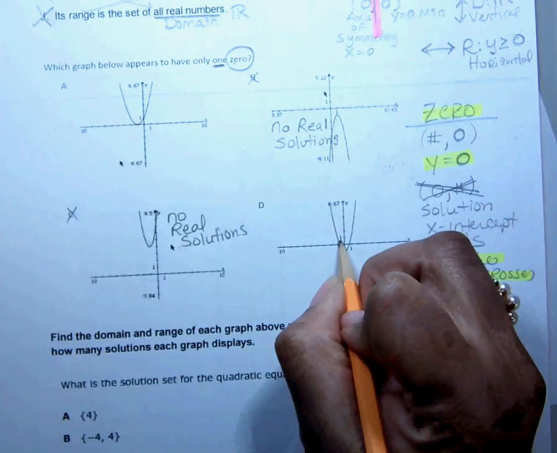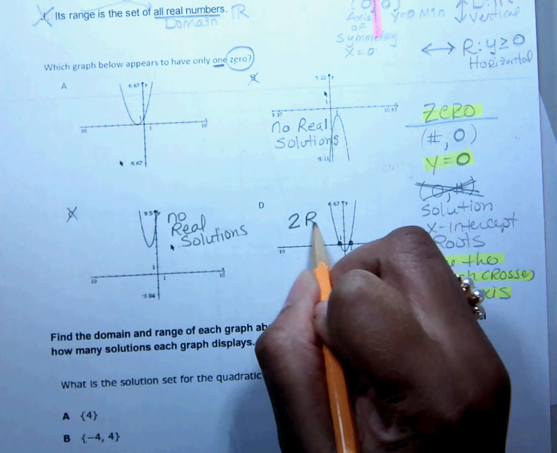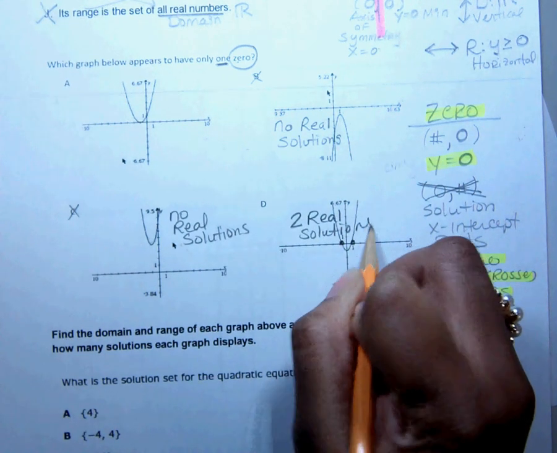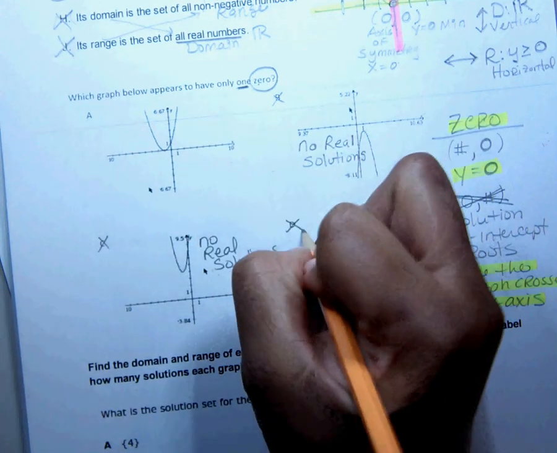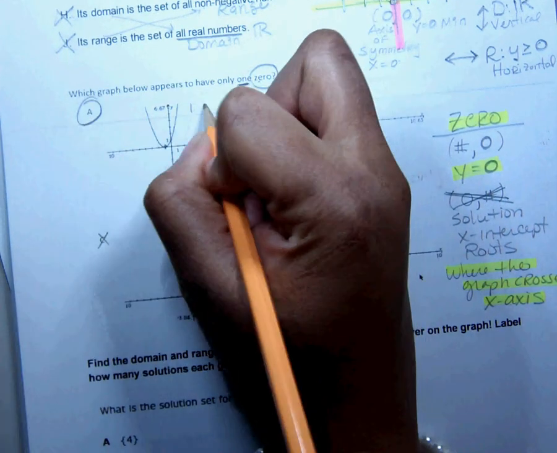And then here it touches the x-axis twice, so this would be 2 real solutions. Because you can actually see where it crosses. And then here, it has 1 real solution. So A would be the answer.